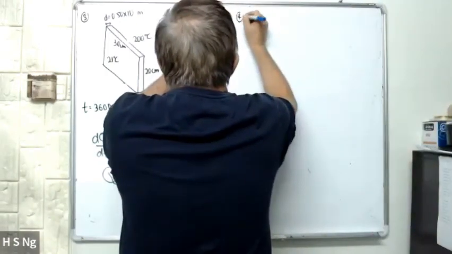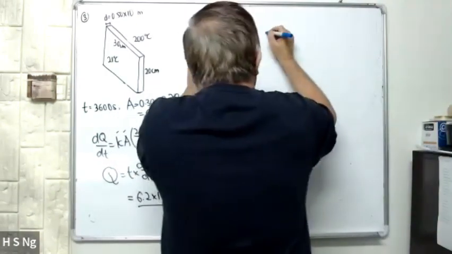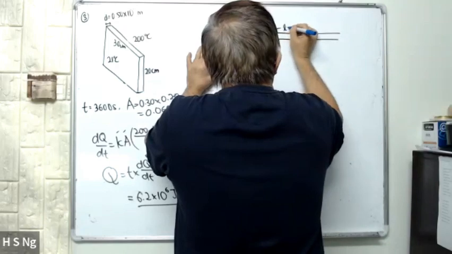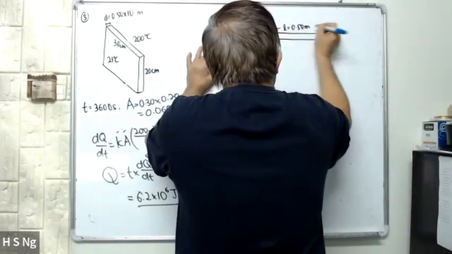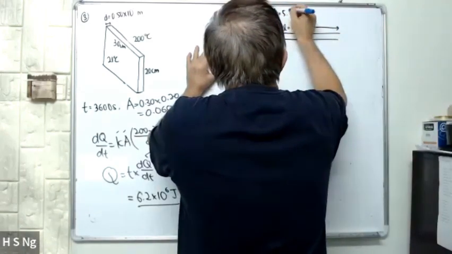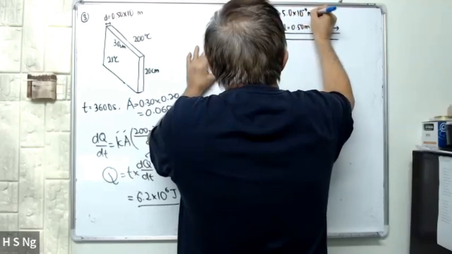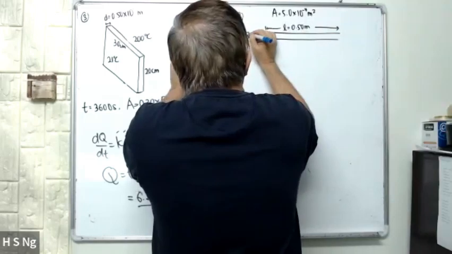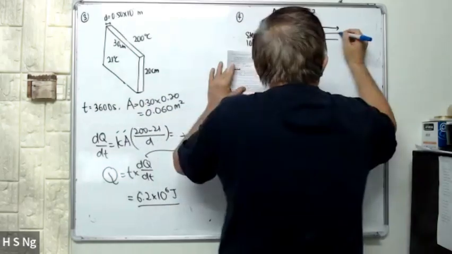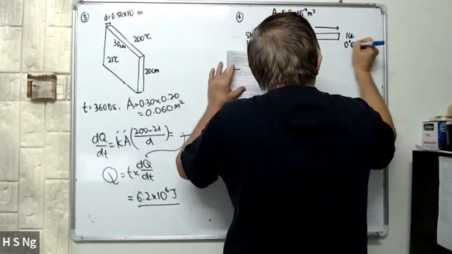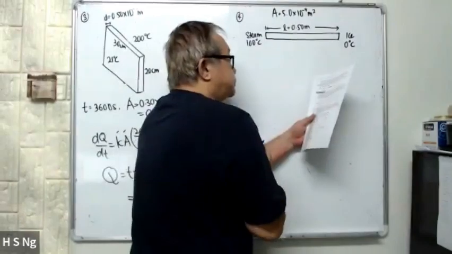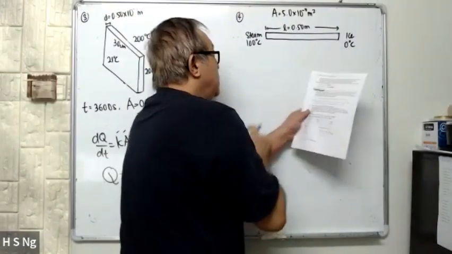And number 4, a horizontal rod with an area of 5 centimeter square is placed with one end in steam. Steam is at 100 degrees Celsius, and the other end at ice. Ice is at 0, exactly 0, so there is no need to change the temperature, it will melt straight. The thermal conductivity of copper is given.